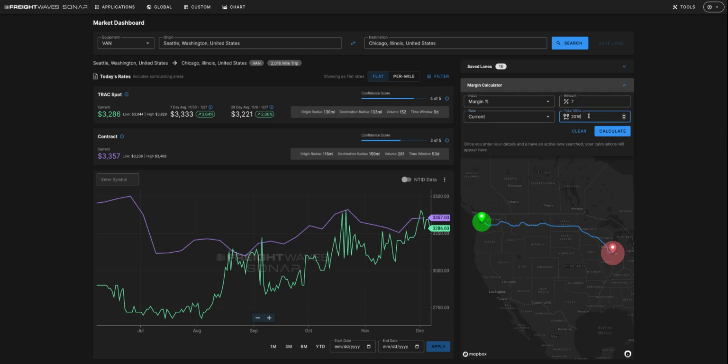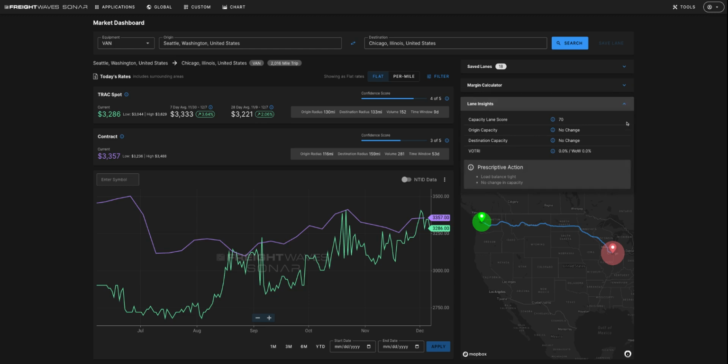If you have different miles from your customer, you can change those here. Once you click calculate, it will populate below with whatever margin you wanted to look at. The rate per mile is the current rate per mile that you have selected. The flat rate is that times the miles. The margin is what you would make at 7%, so you'd make $251. The sell price is what you would take to the customer, and this is the sell rate per mile. And this is the margin percentage that you inputted. You can change these and recalculate them however you would like.